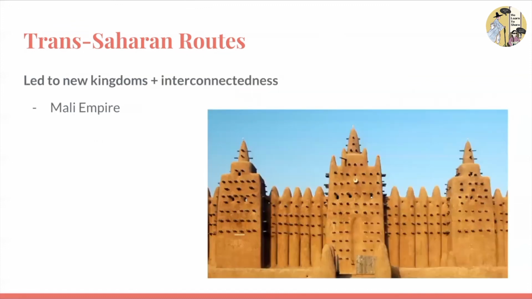Furthermore, the Trans-Saharan routes led to the rise of interconnectedness, which led to new kingdoms. The most famous example would be the rise of the Kingdom of Mali. A small fact about the Mali Empire is that as the Mali Empire emerged, they later held a monopoly on the trade of horses and metals.